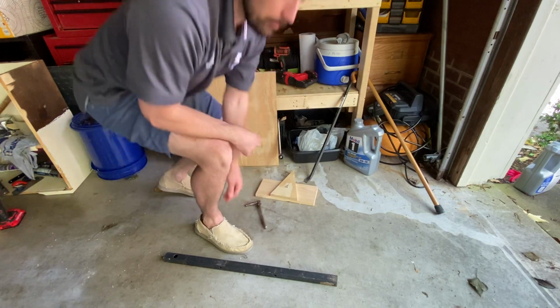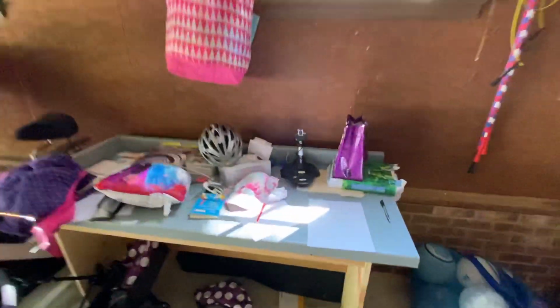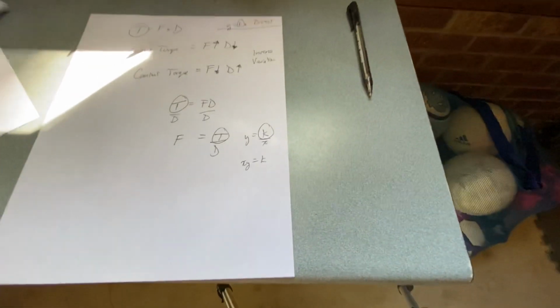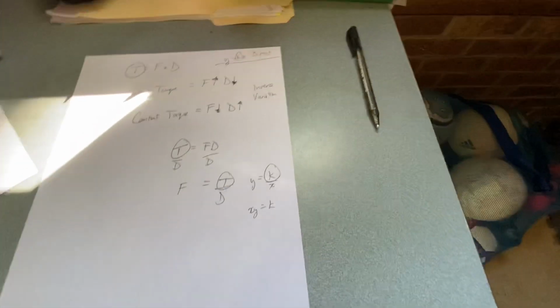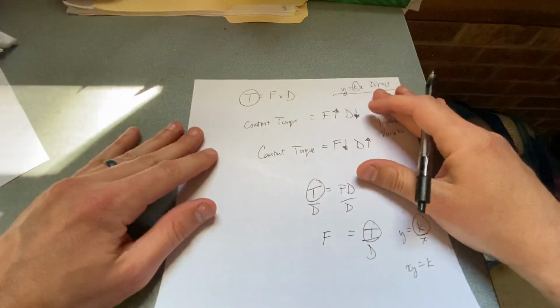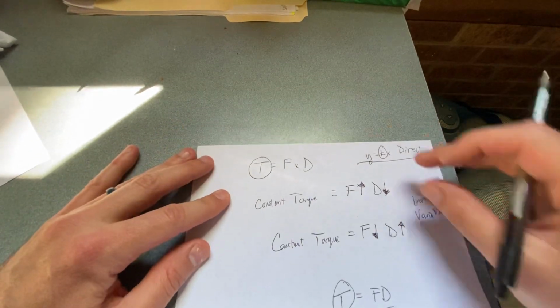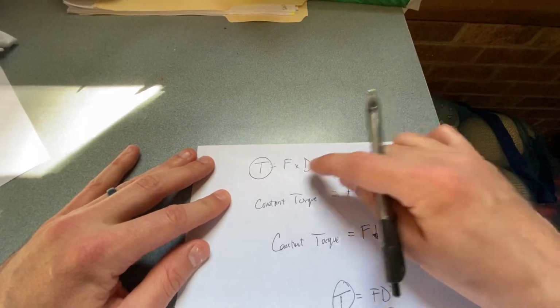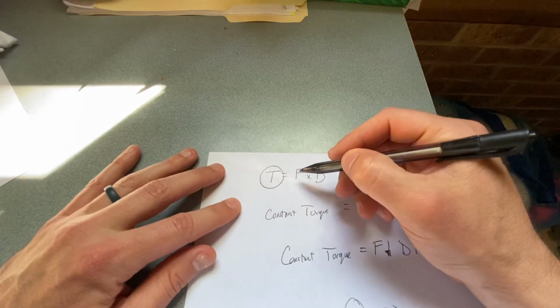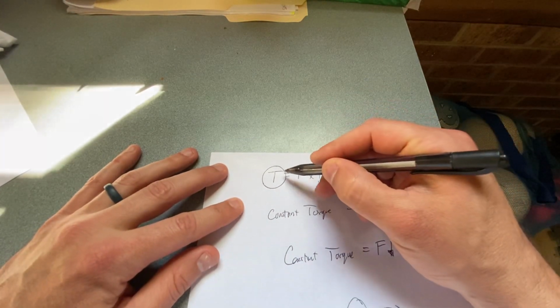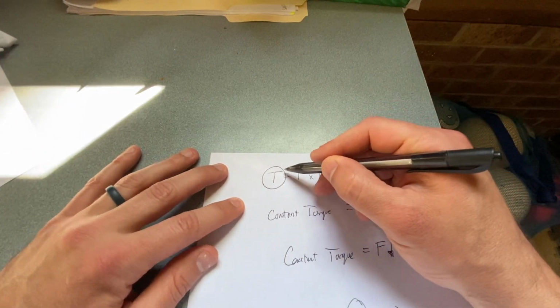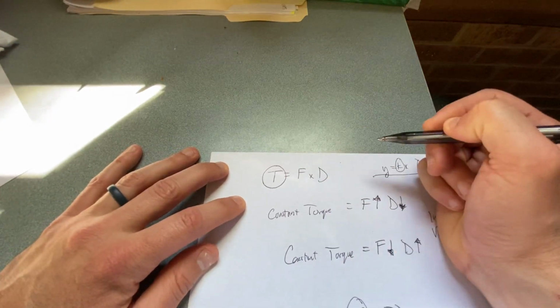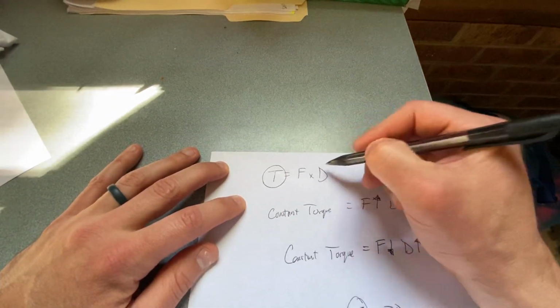So let's take a look at what that looks like on paper. We'll go over here to my writing station, take a look at some of the things I've gotten written down. So, what we're going to talk about first is the idea of torque, force, and distance. So right now, if I take a look at this equation, torque is my constant, and that is equal to force times distance. Okay? Force times distance.